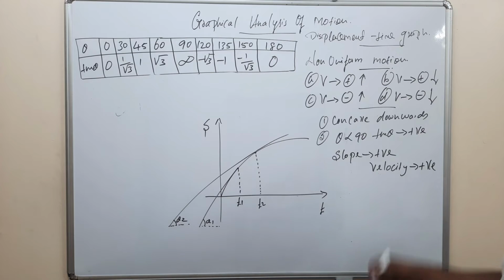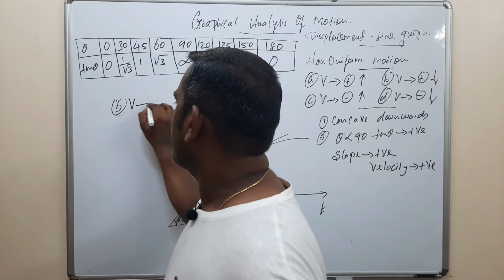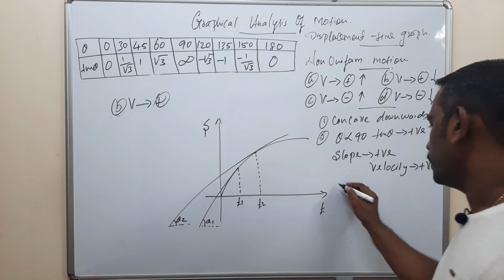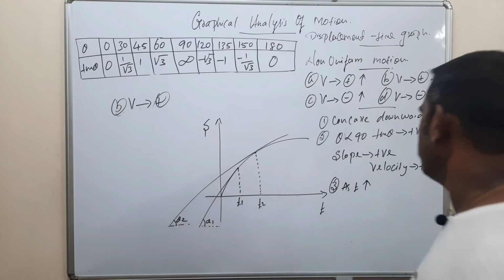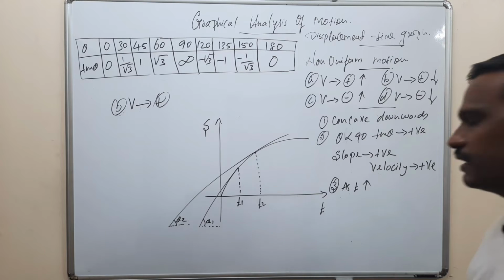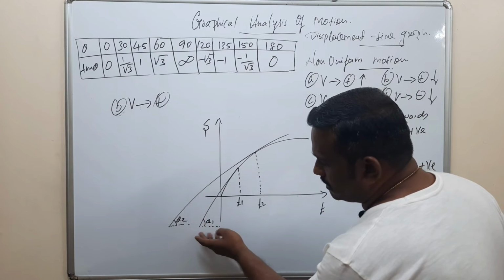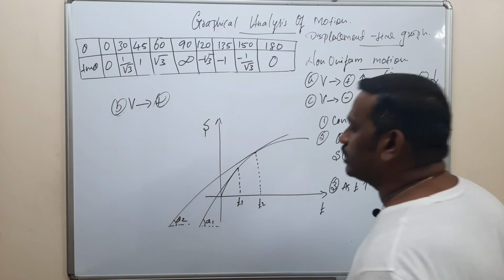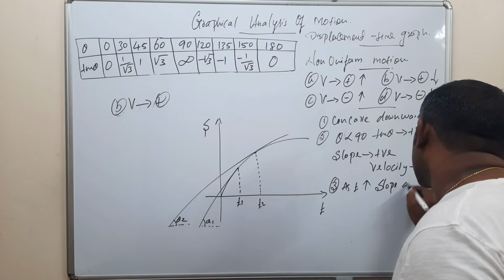Velocity positive. Third point, as time increases, if you look at the graph, the slope of the tangent at T1 is greater than the slope of the tangent at T2. As time increases, slope decreases.